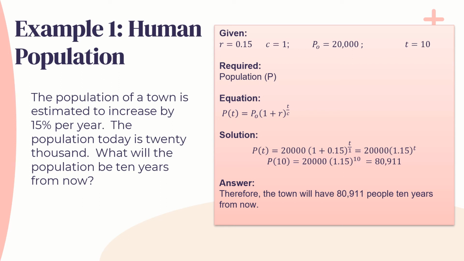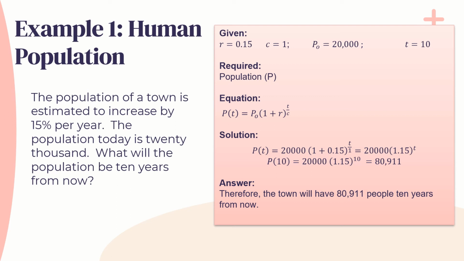So you might be asking, sir, why did you even present this one? Because we're only asked to find the population. But then there are questions where you're asked to find the exact model of the problem. So that's why I presented this one. But if it doesn't require you, you can directly answer P of 10 is equal to 20,000 quantity 1.15 to the power of 10, since I understand that you already know to use that one.